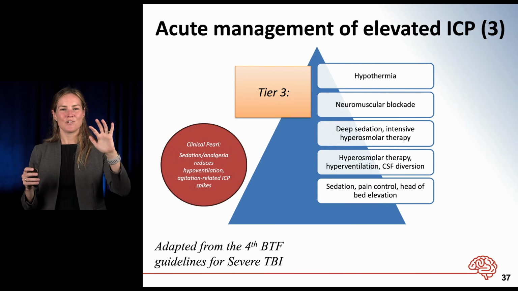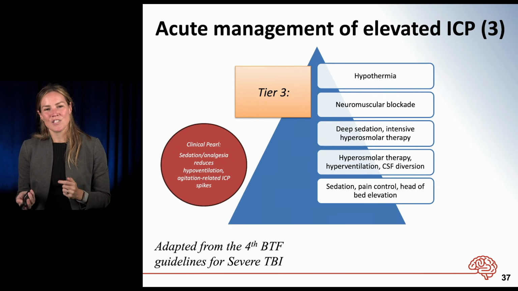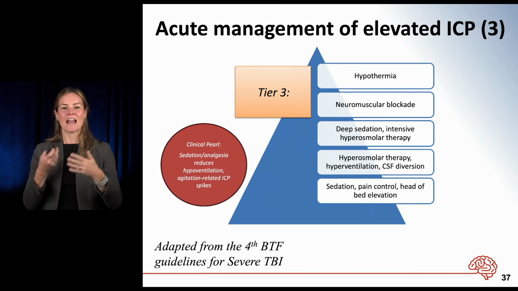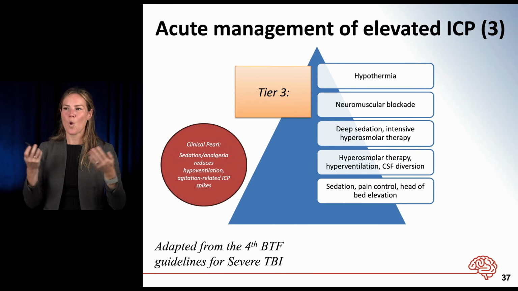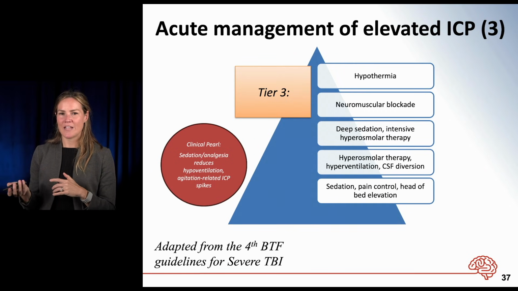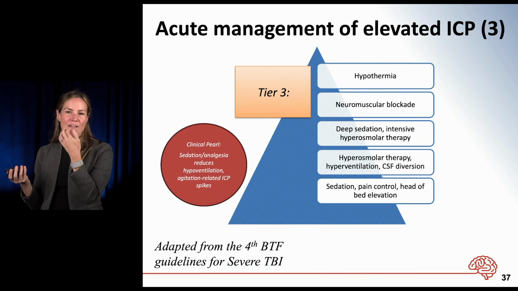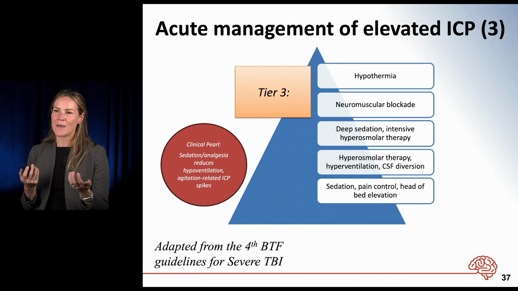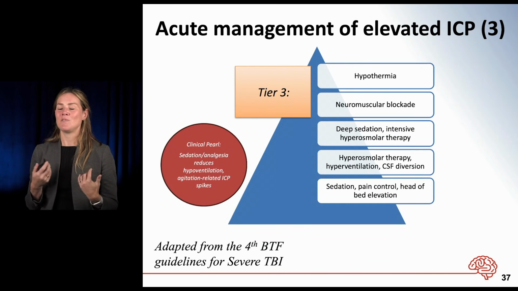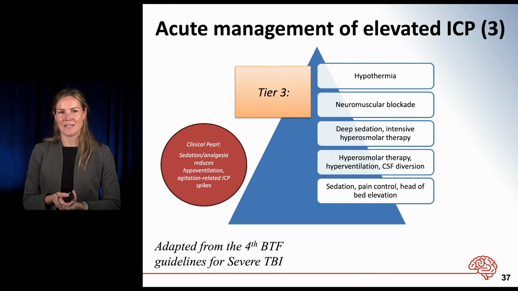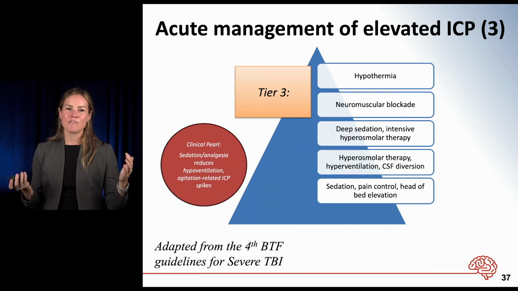And I try not to have to get into these, but sometimes you just do, and the patient's ICPs are elevated regardless. Or if you don't have an ICP monitor yet, then you can see that they still have a unilateral pupil. They're still in a coma. Those would all be signs that you need to continue to escalate your treatment. All right. So tier 3, hypothermia and neuromuscular blockade.